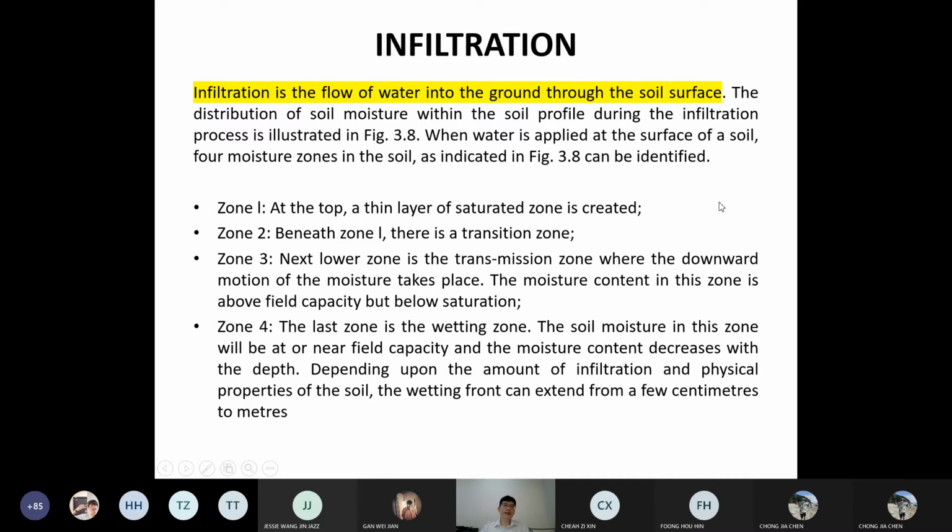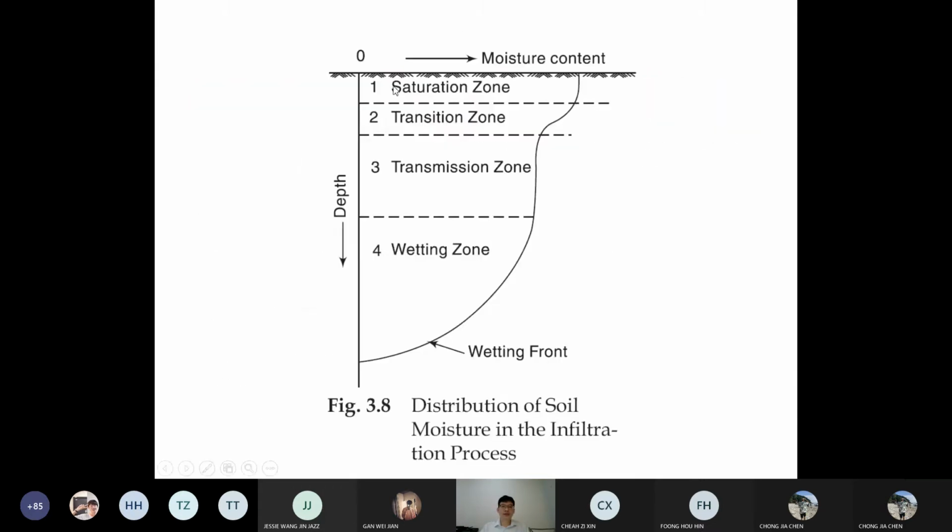So you can see that different soil types will have different infiltration. If the soil doesn't have that much water, it will trap more, becoming soil water through the infiltration process. You can see zone 1, zone 2, zone 3, zone 4 for the soil to get wet. So this is, you can see, saturation, transition, transmission, wetting zone.